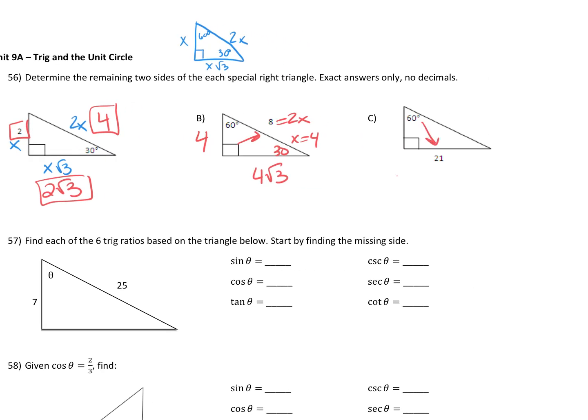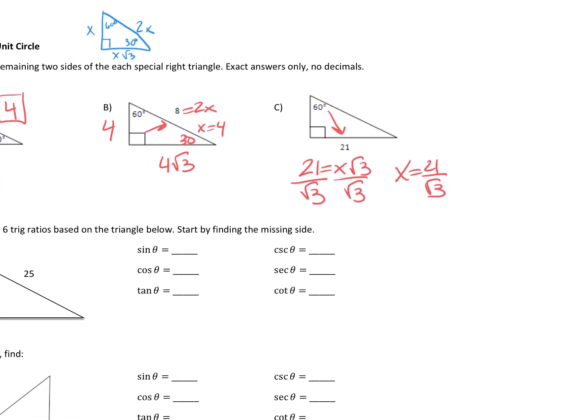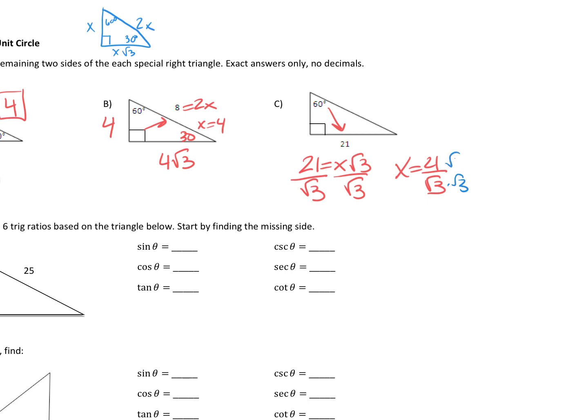This one's a little bit trickier, so that means 21 is equal to x root 3. So I need to solve for x by dividing by root 3, and then times by root 3, and then simplify. So x is equal to 7 root 3. So this side is going to be 7 root 3. This side is 2 times x, so it's going to be 14 root 3.